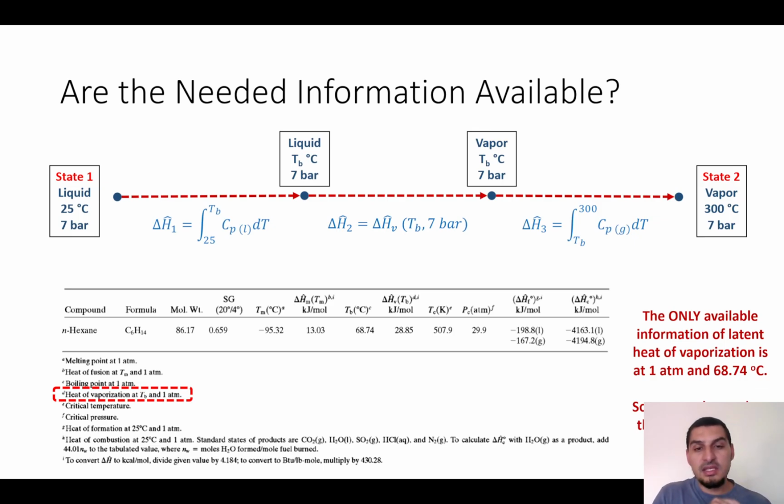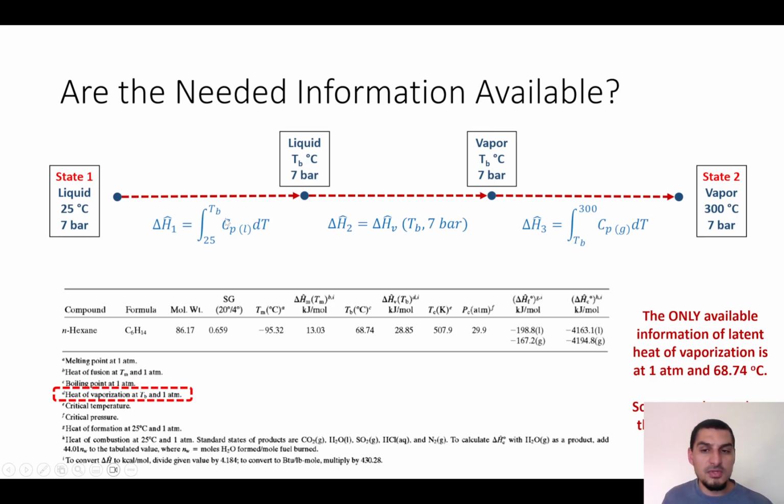So the only latent heat that we know is the latent heat of vaporization at 1 atmosphere and the saturation temperature, which is 68.74. This is the only latent heat of vaporization that we know. So we have to adjust the hypothetical path accordingly.